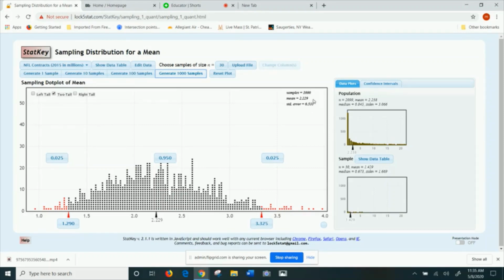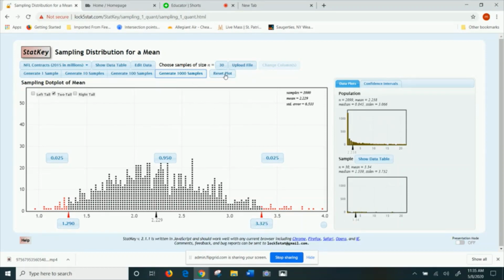So suppose this information in the upper right-hand box was not given to you, but you know that there are a sample of 1,000. We would take 2.5% of 1,000, which is 25. So then we cross off the 25 dots on the right-hand tail and 25 on the left-hand tail. So now that leaves us with an estimated confidence interval of 1.29 to 3.325.